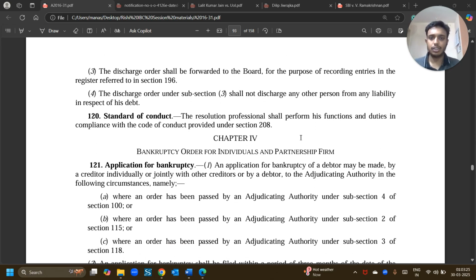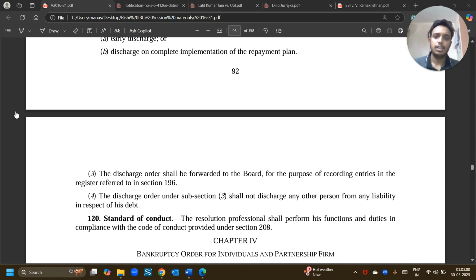Section 120 says, standard of conduct. The RP shall perform his functions and duties in compliance with the code of conduct provided under section 208. So here again, instead of the provisions spelling out the functions and duties of the RP, it makes a reference to section 208, which we shall see subsequently along with section 196.